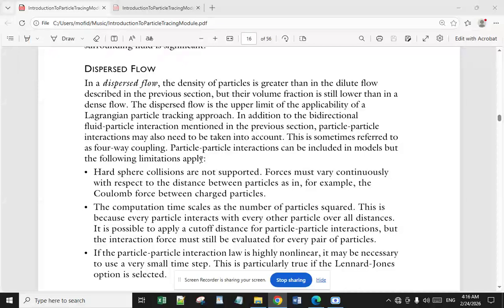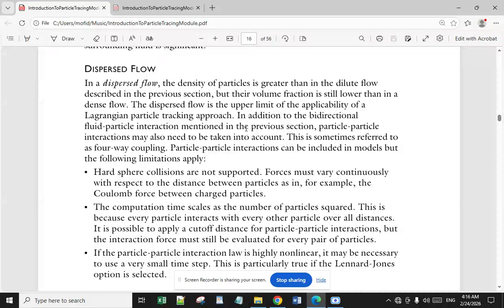In a dispersed fluid, the density of particles is greater than in the dilute fluid described in the previous section, but their volume fraction is still lower than in a dense fluid. The dispersed fluid is the upper limit of the applicability of a Lagrangian particle tracking approach, in addition to the bidirectional fluid-particle interaction mentioned in the previous section.